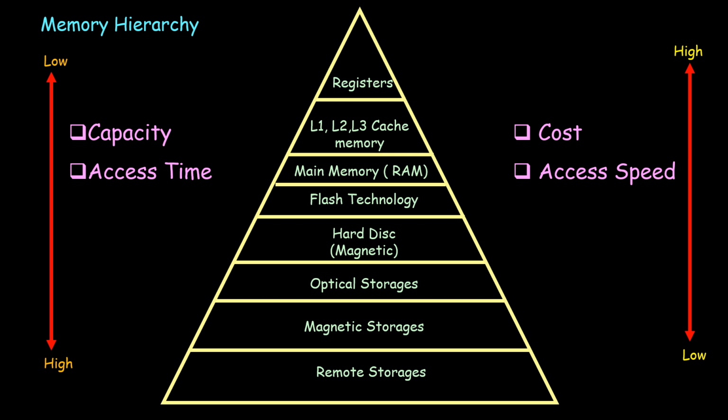Why does the memory hierarchy matter? The memory hierarchy is essential because it helps to balance performance and cost. Registers and cache are fast, but they are small and expensive, so we use them to store the most critical data that the CPU needs immediately. RAM is larger but slower, and it stores data the CPU needs access to while working on tasks.